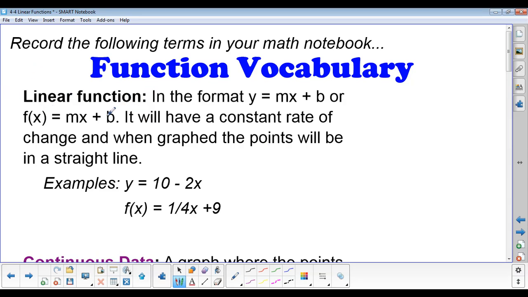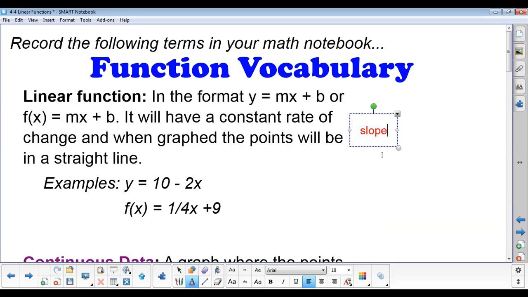Now, we've already gone over linear functions before, so you might already have this one, but just in case, a linear function, it's a line. Its graph is a line. In the past, we've seen it as y equals mx plus b. That's our slope-intercept form. Remember, m is our slope and b is our y-intercept. I'll even go ahead and label that for you guys.